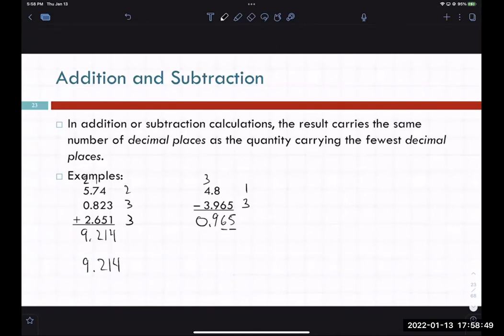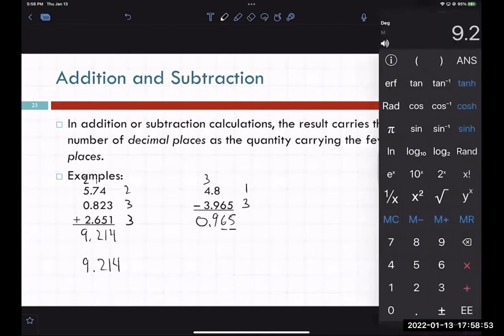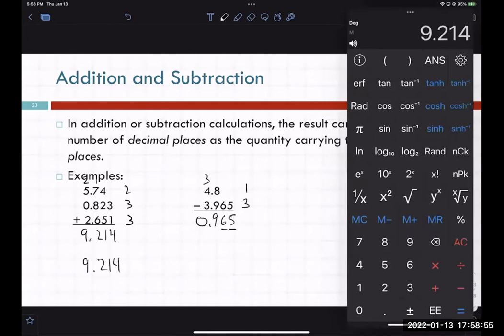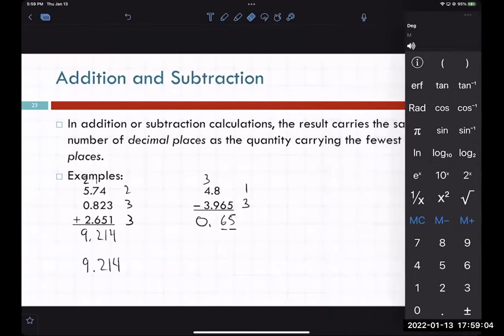You have a question? The calculator got it completely different. Yeah, 0.835. Dang. The rule you're going to explain, I still want to know it. Yeah, no. So forget that.